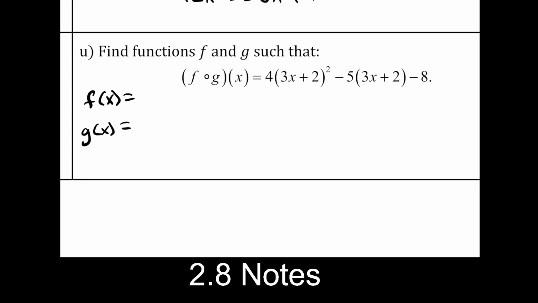So, for what it's worth, pause me. Try to write down f and g. Okay, you've resumed me. I even took a little pause there. I fell asleep for a second.